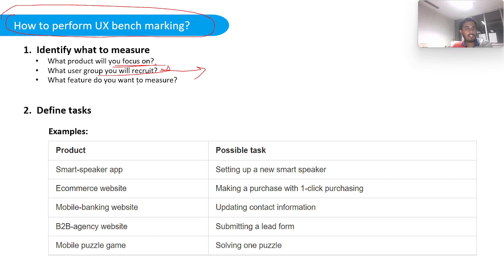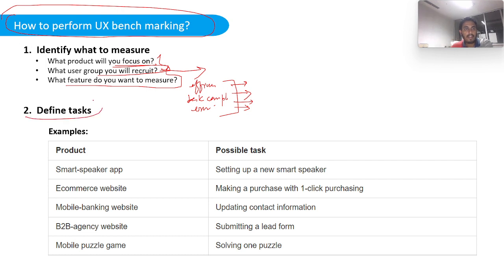So again, what features do you want to measure? This you also need to determine, because you later want to compare whether you are looking for efficiency, whether you are looking for task completion, that means effectiveness, or whether you are looking for error-free performance, etc. So this is the qualitative usability information that you need to decide on, what sort of feature you want to measure when you are doing a UX benchmark.